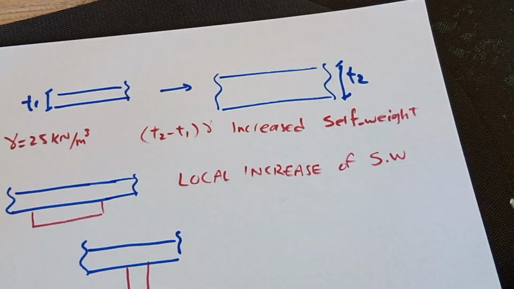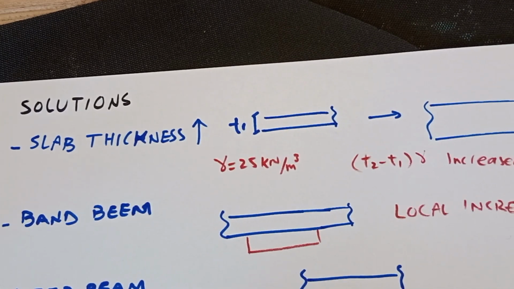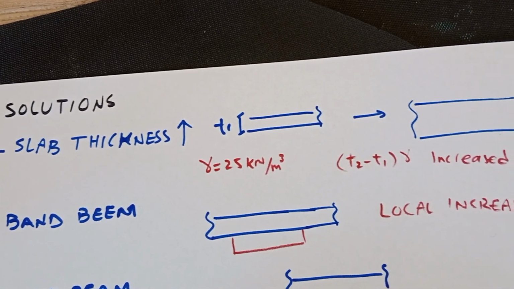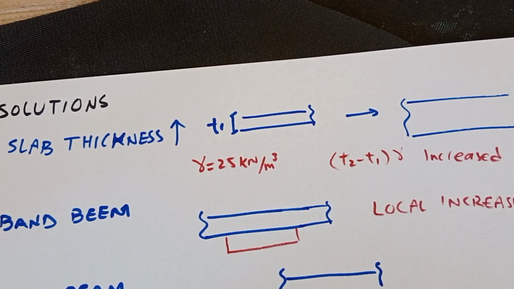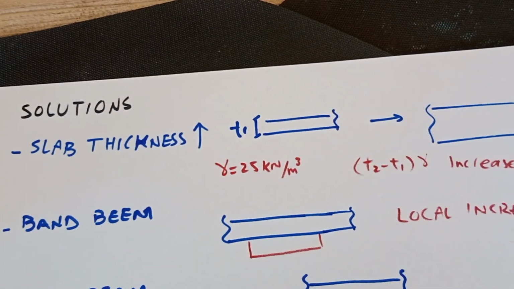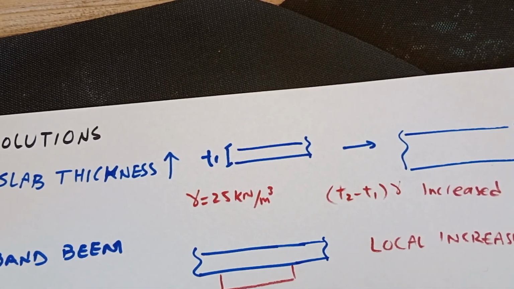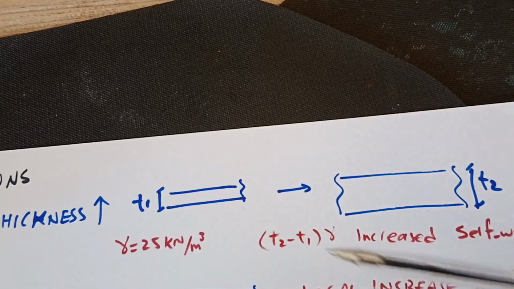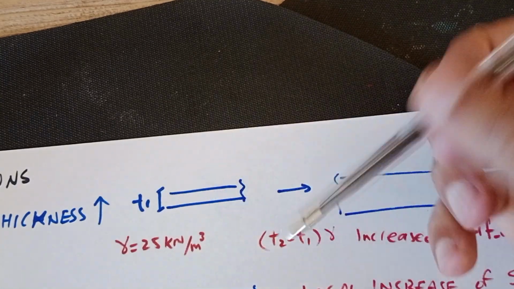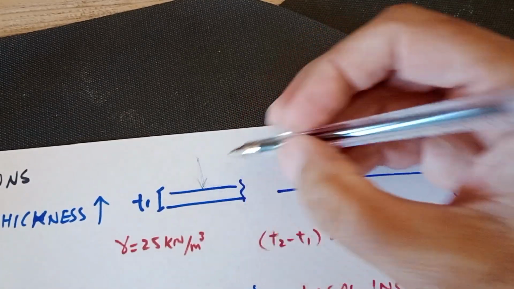So the last part is the solutions. We're going to deal with big loads coming down on the slab, on the floor, or on the beam, and we need to design for that. The first one is always slab thickness. Let's say this is the slab and the load is coming down, and we need to transfer this load to this slab.